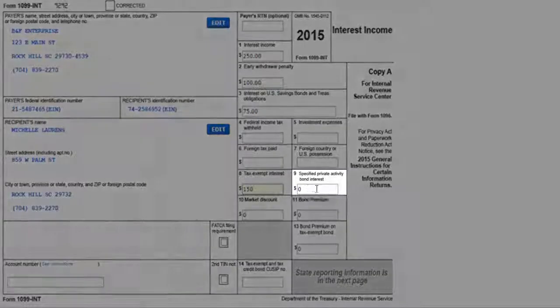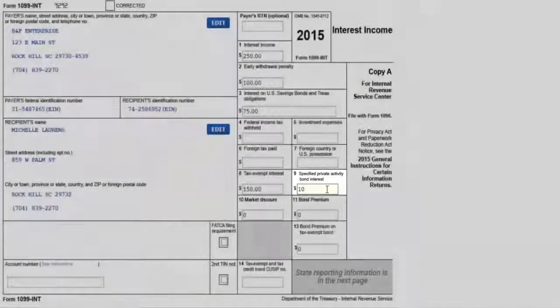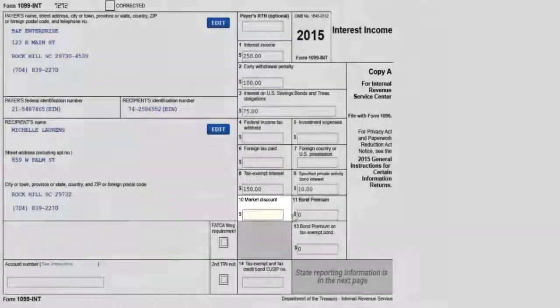Box 9. Enter interest of $10 or more from specified private activity bonds. Box 10. For a taxable or tax-exempt covered security acquired with market discount, if the taxpayer notified you that a Section 1278B election was made, enter the amount of the market discount that accrued on the debt instrument during the tax year in the amount of $10 or more.